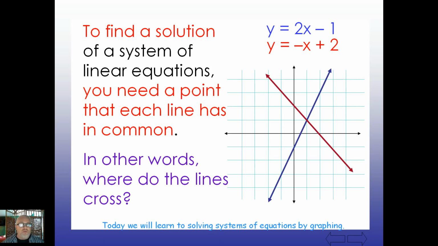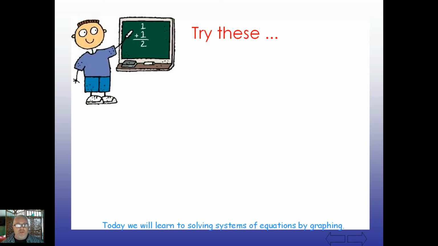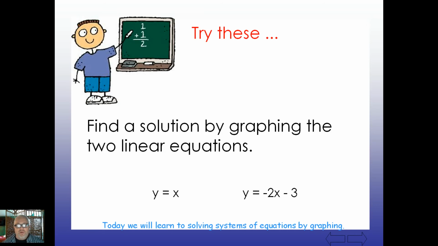Do you see where these two lines, of course, intersect? What's the ordered pair at which they intersect? Well, they intersect right there at (1, 1). So if you were to take (1, 1) and plug it into both of those equations, you would end up with two true statements. So you get two yeses there, and you would have a solution to your system.